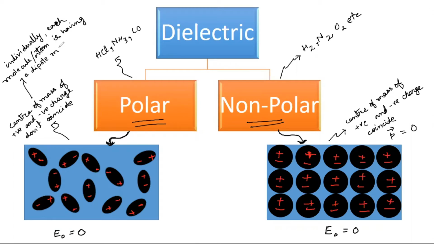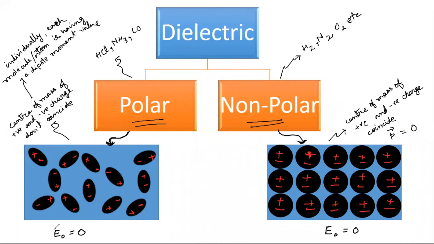Dipole moment value. That means each polar dielectric molecule will have a dipole moment. But when you want to find the net dipole moment, all the dipole moments of each molecule cancel out each other.